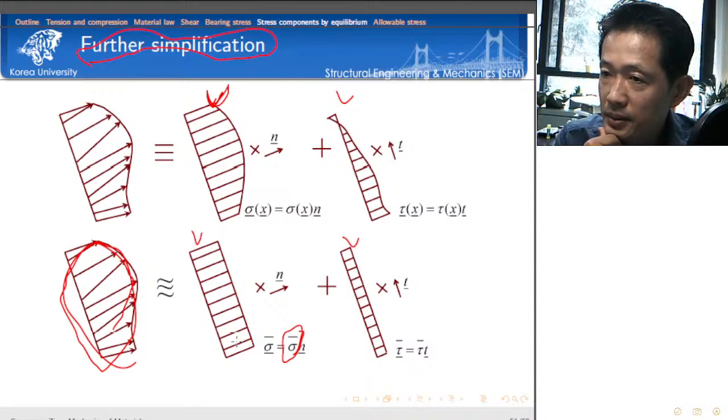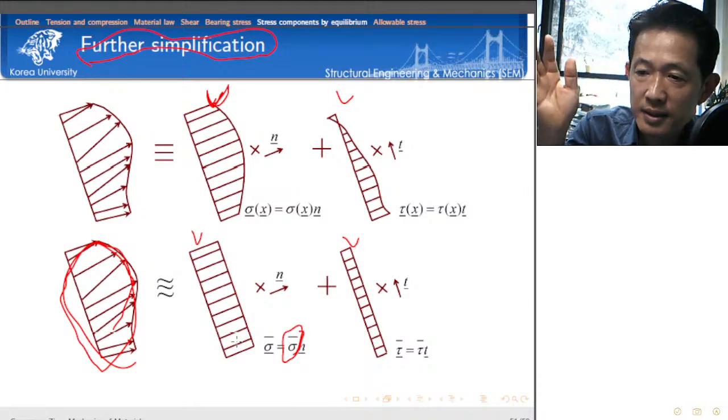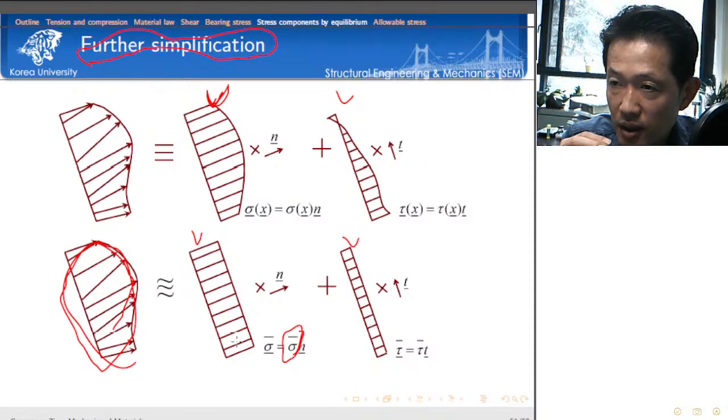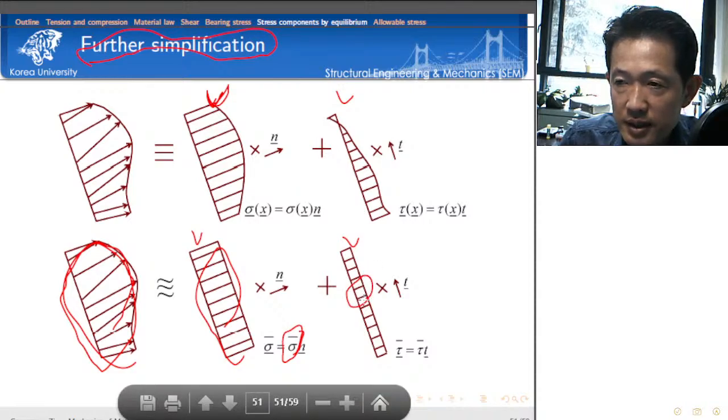But in actual problems, if you solve these problems using the finite element method, or for example very advanced numerical packages to solve mechanical problems, you can easily find out that this distribution of normal or shear stress over a certain cross section is not constant at all. In most cases, it is non-linear. So here, the average normal stress and average shear stress is just a simplification. As long as it satisfies the force equilibrium, we'd like to use this simplification.